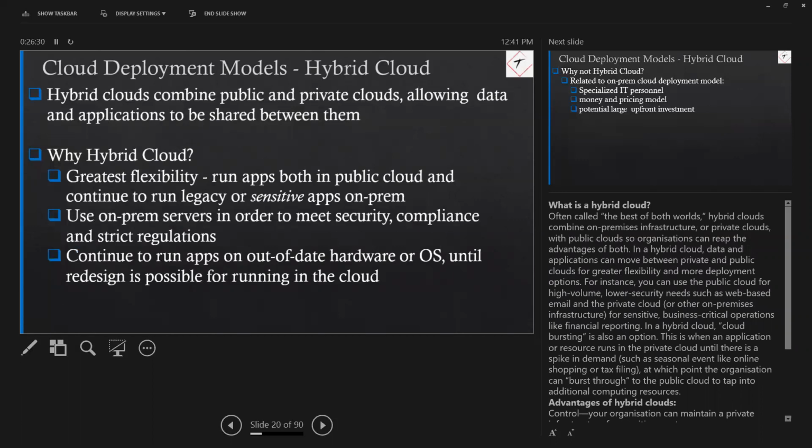Hybrid, again, is a combination of both public and private clouds. You get great flexibility, so you can run apps in both public and private clouds. You can use on-premise servers to meet security compliance and strict regulations. You can continue to run apps on out-of-date services and hardware, and redesign is possible for running on the cloud.